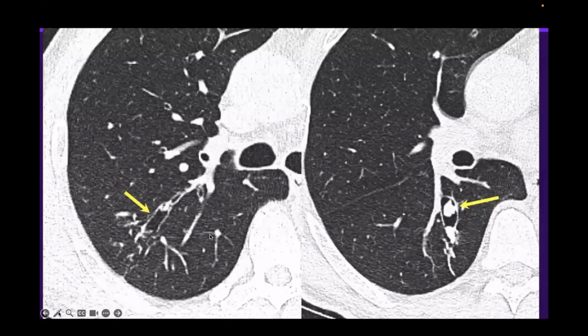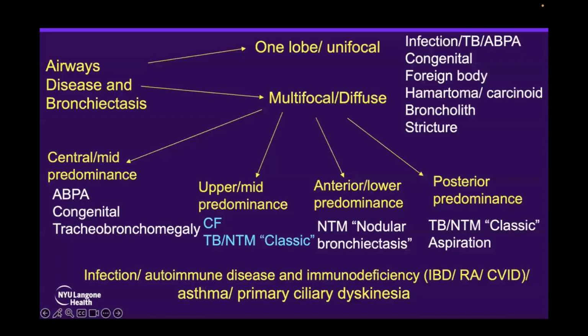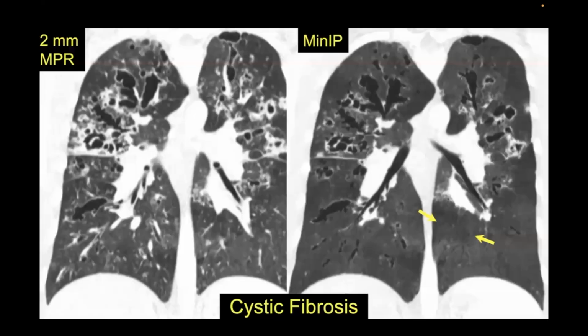Here is another example of dilated, more central bronchiectasis with an endoluminal opacity representing aspergillus and ABPA. So let's discuss the upper to mid-lung predominance in craniocaudal dimension. Cystic fibrosis, tuberculosis, and classic NTM is what we typically think of. And here is an example of cystic fibrosis, just showing the upper to mid-lung predominance.